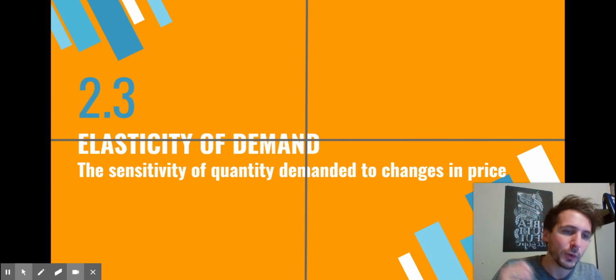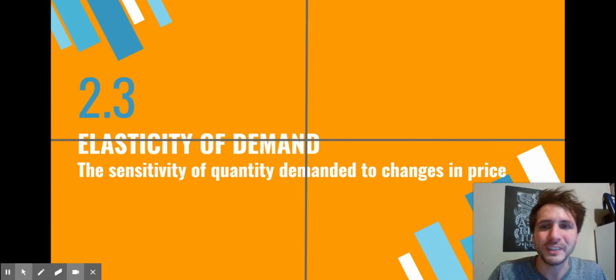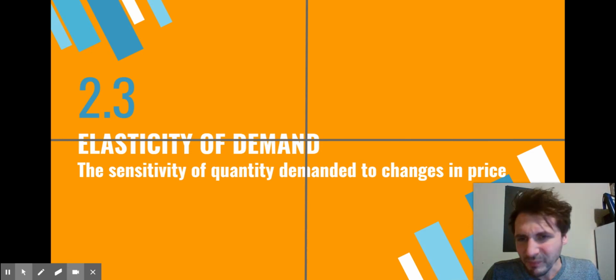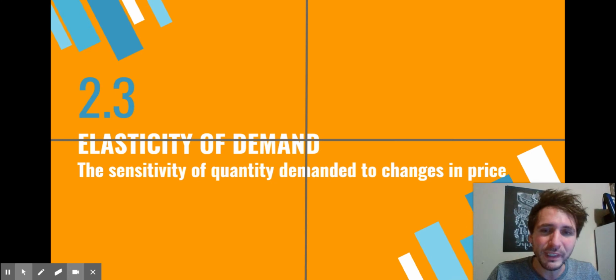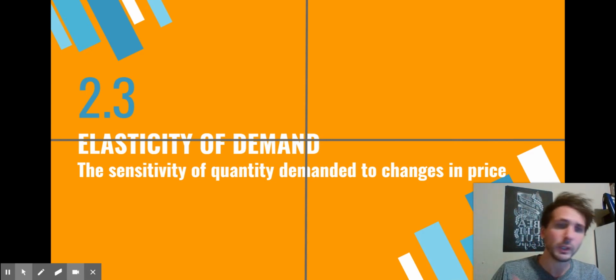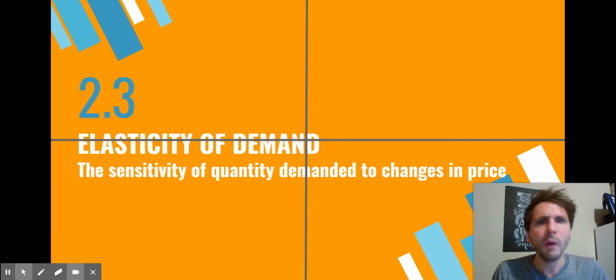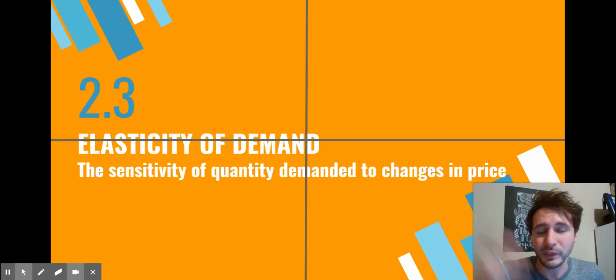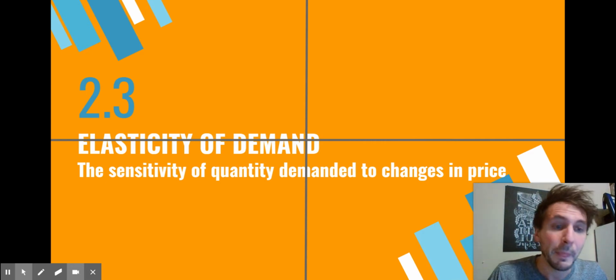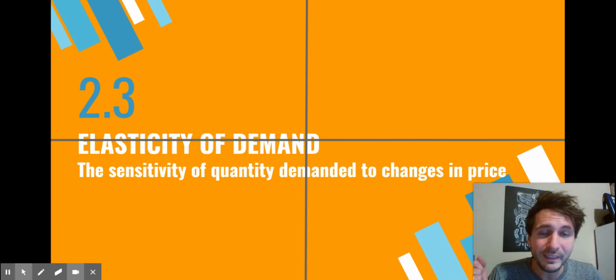All right, finally, our new concept for Unit 2, which is elasticity of demand. Elasticity is simply the sensitivity of a change in quantity demanded based on a change in price. In other words, how sensitive are consumers to a change in price? If price goes up, are they going to react very directly to that? Or are they going to be like, you know what, I still need the product, so I'm still going to buy it. So if something is highly elastic, it's very sensitive to a change in price.